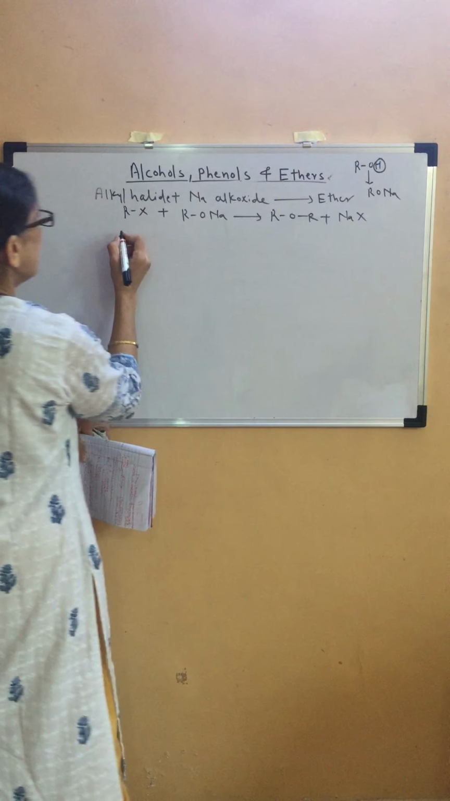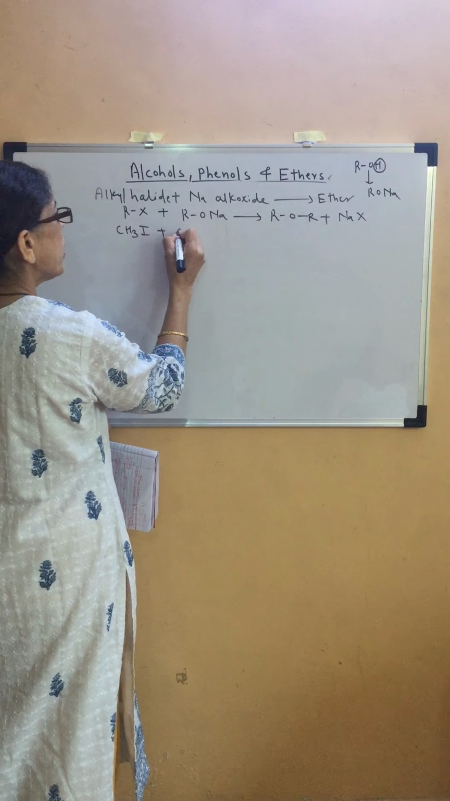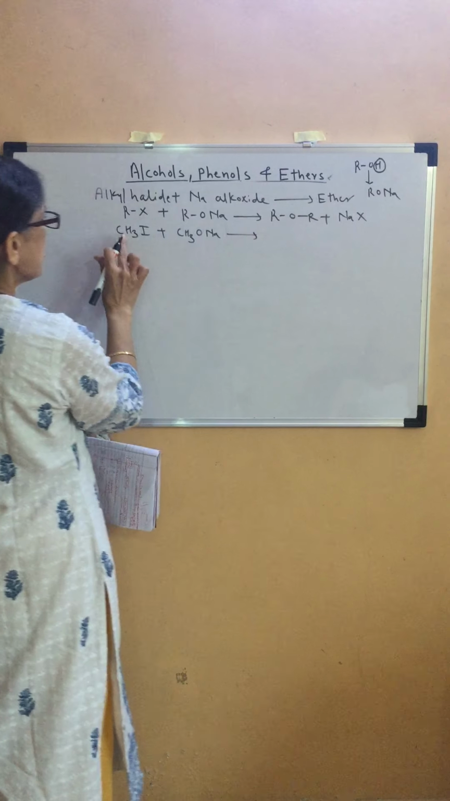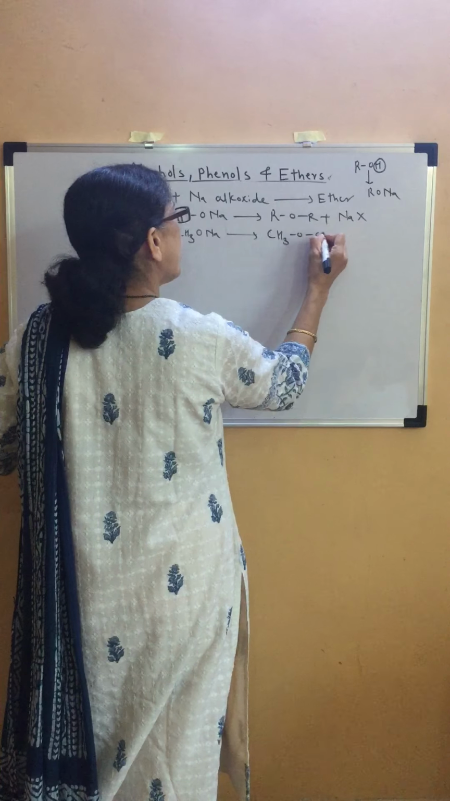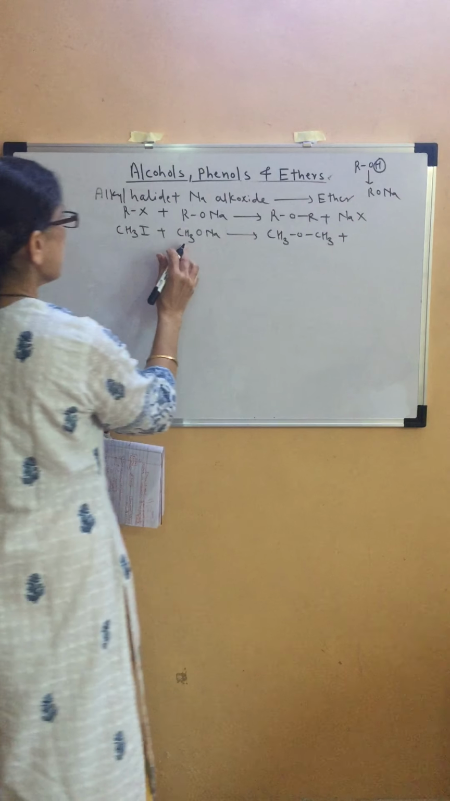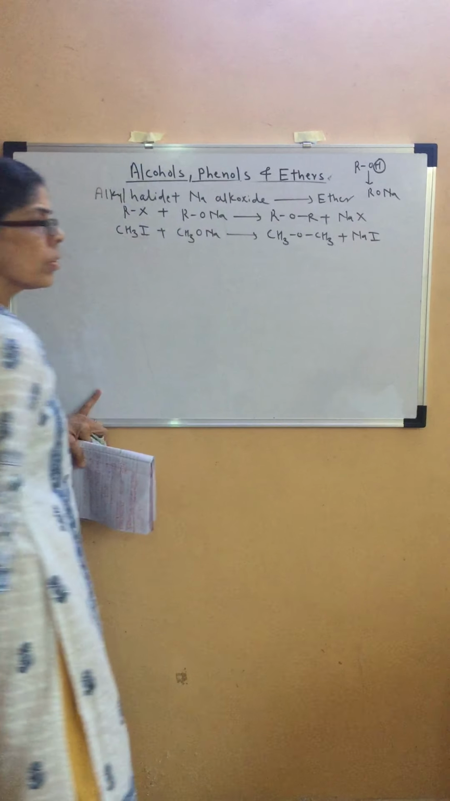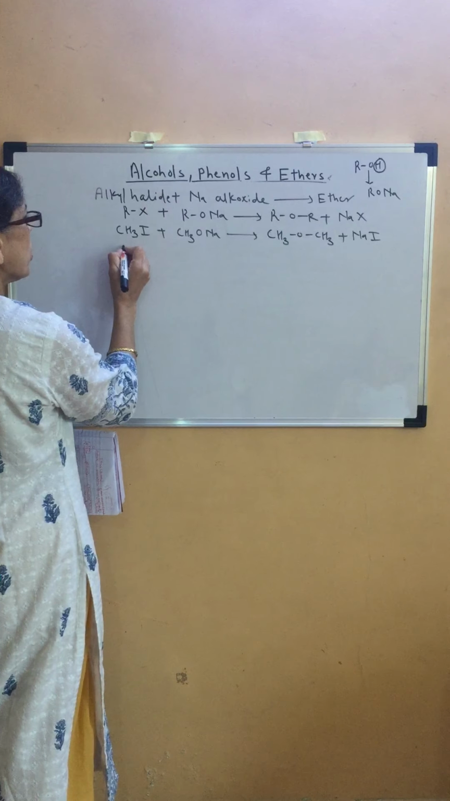For example, if the alkyl halide is CH3I and the sodium alkoxide is CH3ONa, what will you get? CH3OCH3, dimethyl ether, plus NaI, a symmetrical ether.